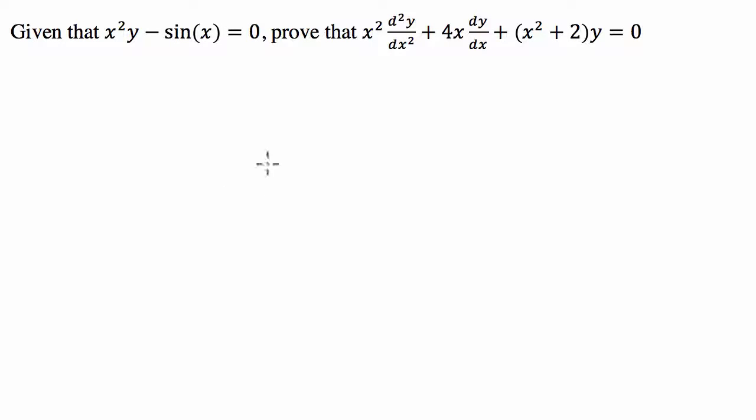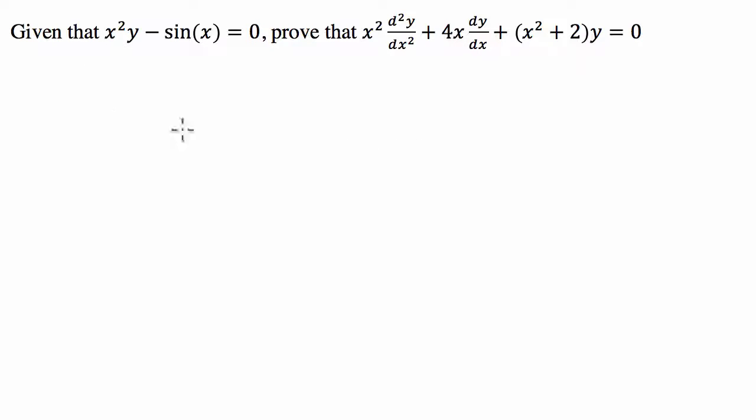Hey guys, we've got an implicit differentiation question here today where it's asking us to prove that if we implicitly differentiate this relationship here twice, we will end up with this relationship here. So basically this question is testing our ability to implicitly differentiate. Let's see where the question takes us.